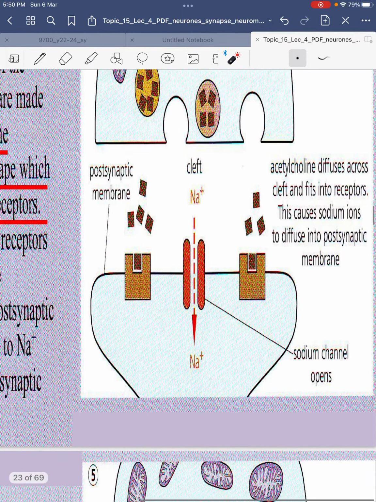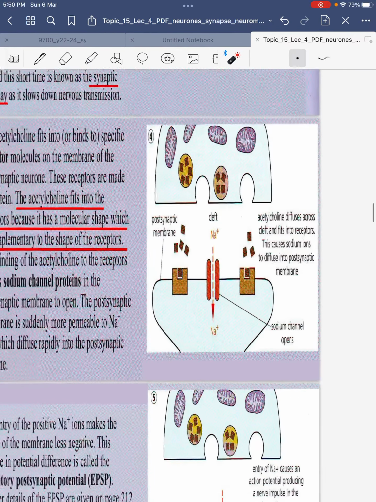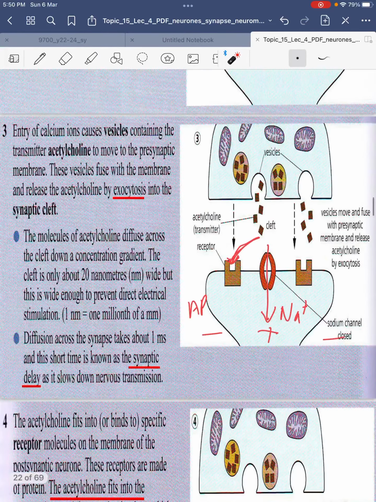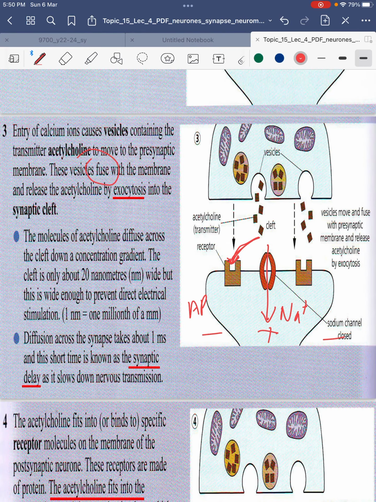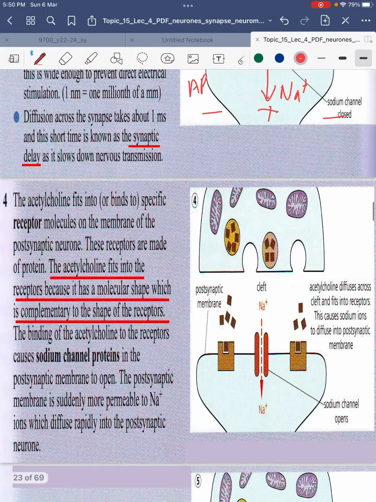Okay, so you can see already what I've mentioned. All of the wordings are here. Don't forget the term fuse, the term exocytosis.